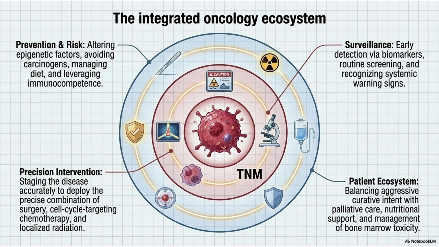Effective cancer care requires an integrated ecosystem. This includes prevention by altering epigenetic factors and avoiding carcinogens, surveillance through biomarkers and recognizing caution signs, precision intervention using the TNM stage to deploy surgery or chemotherapy, whichever is needed, and managing the patient's ecosystem by balancing aggressive treatment with palliative and nutritional support.